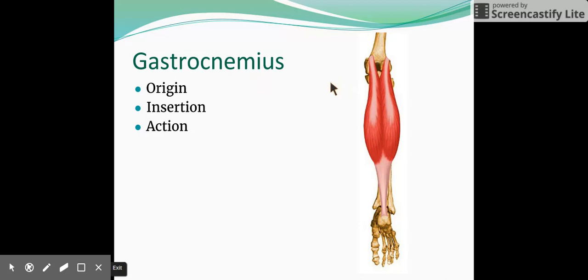Next, we have gastrocnemius, which is one of my favorite muscles in the body because it sounds like some punk rock band name. So gastrocnemius, its origin is up here at the femur. Its insertion is down here at the calcaneus. And its action is to perform plantar flexion, which, if you remember, is to raise your heel.